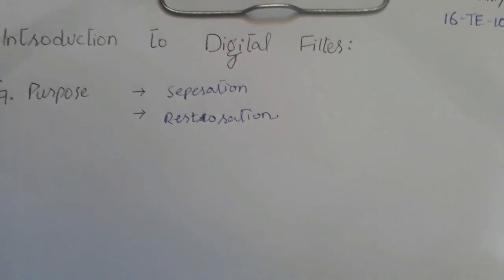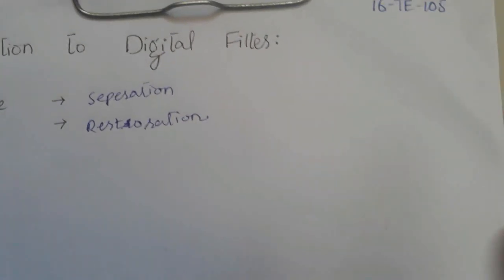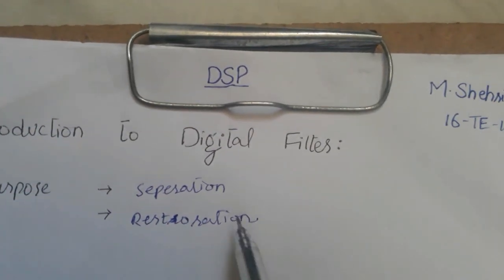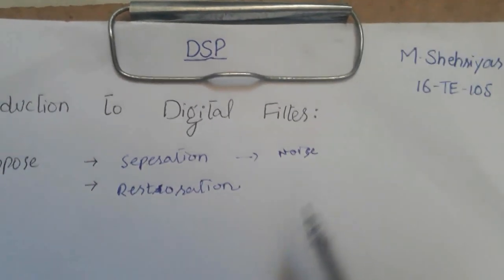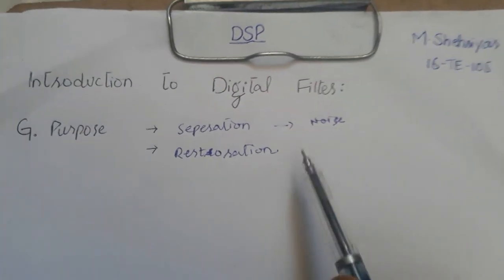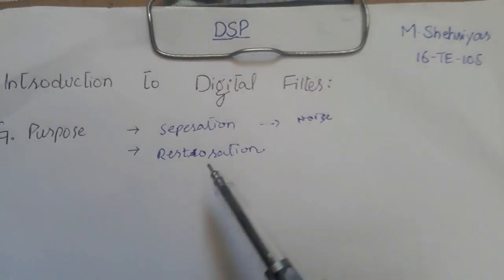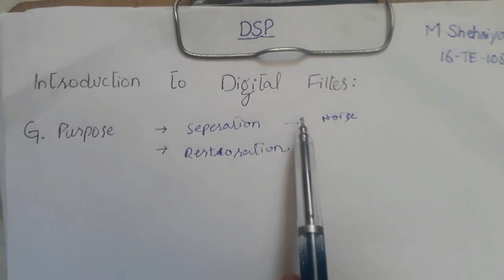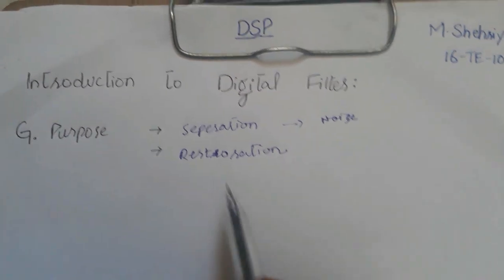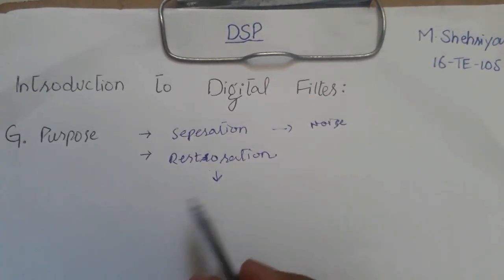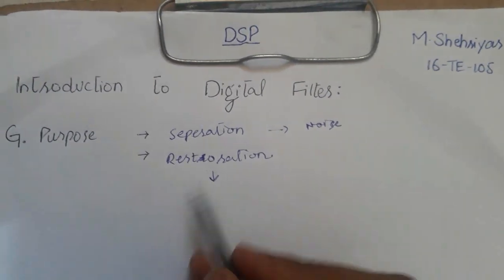So what does separation mean? Sometimes our signal has some interference with noise or other materials, so we want to remove that noise or other interference, so we use the digital filter to remove that noise or interference.